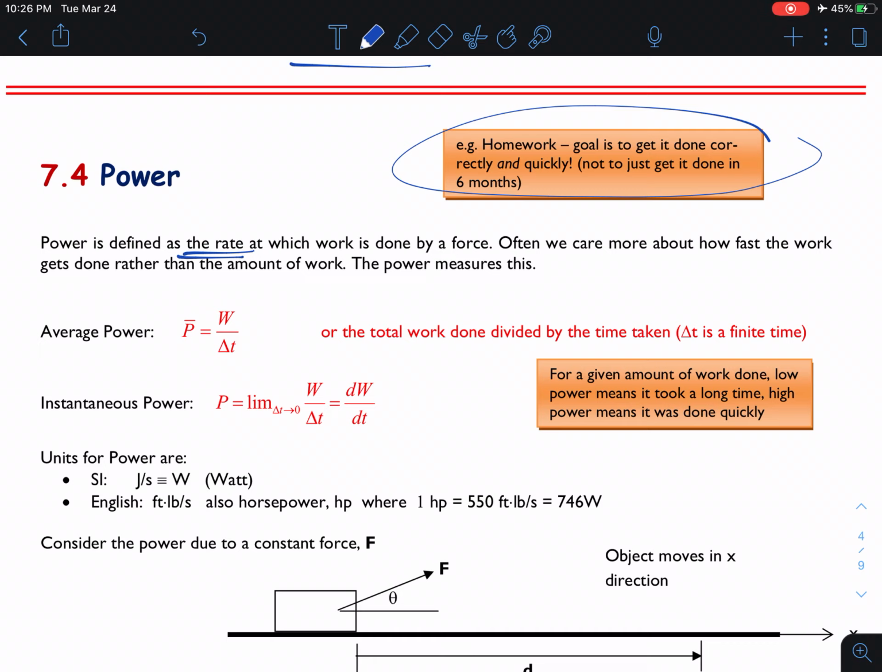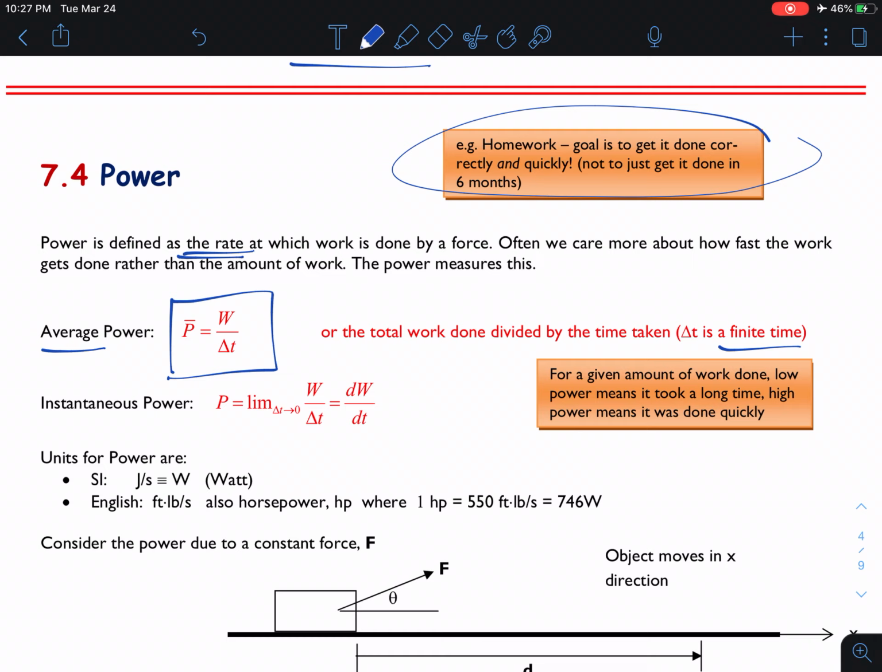Often we care about how fast the work gets done rather than the amount of work, and the measurement of this is power. That kind of tells you how powerful it is. So average power, as we've done before as well: for average, we use a bar, right? So that's why we have P bar. Capital P is for power, and that's what we are using here. Bar shows it's the average, and to find that, it is simply the total work done divided by the time it takes. Delta T is a finite time interval.